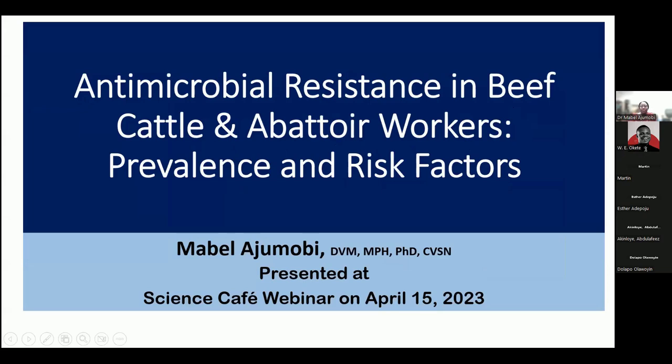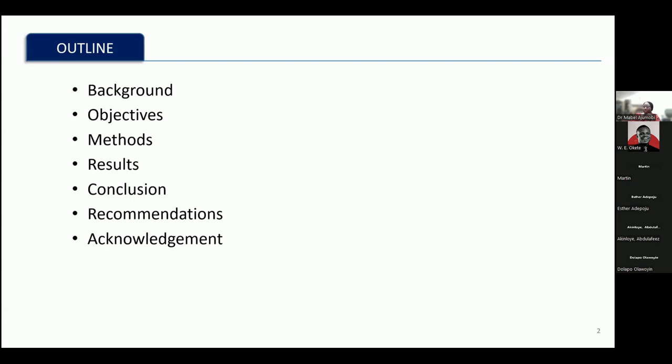Okay, so here is a brief outline for my talk. I will provide some background information on antimicrobial resistance and tell you about the objectives for this research, discuss our methods, results, and conclusions drawn based on our findings, and provide some recommendations, as well as acknowledge our funders and collaborators.